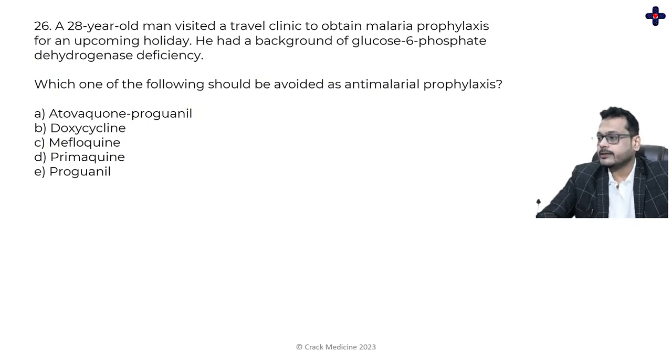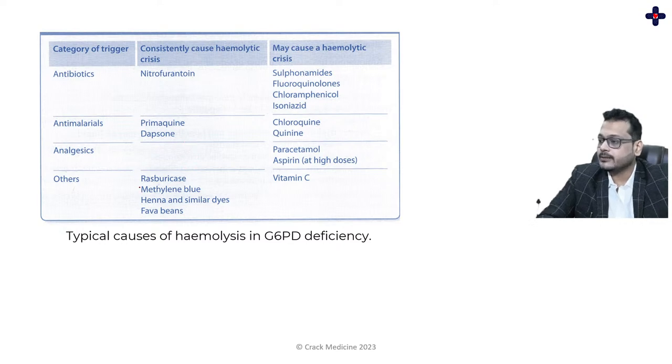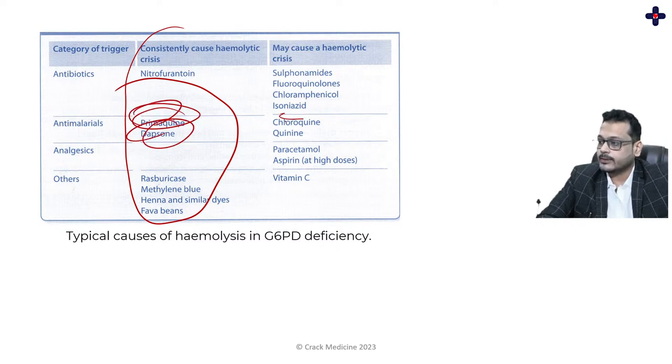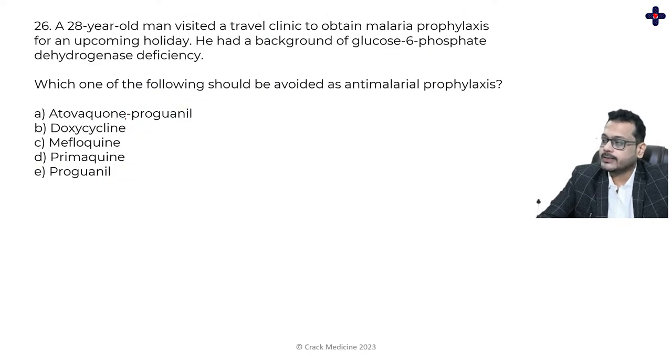Moving on to the next question of the evening: 28-year-old man, malaria prophylaxis, background of G6PD deficiency. Which of the following should be avoided as antimalarial prophylaxis? Come on, guys. Very, very, very important question. Primaquine, absolutely right. In cases of G6PD deficiency, you have to avoid drugs like nitrofurantoin, primaquine, dapsone, chloroquine, and quinine may cause it, but primaquine is the most important one that you should definitely avoid. Aspirin at high doses can also cause G6PD crisis, that is hemolysis. But mostly remember that primaquine can cause that, and among antibiotics, nitrofurantoin is the first one to cause hemolytic crisis in G6PD deficiency.